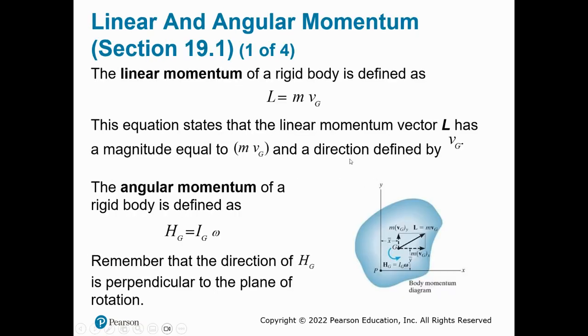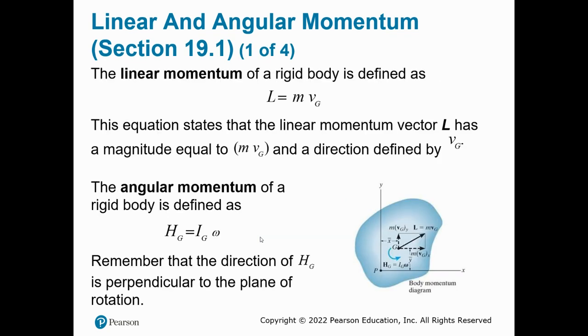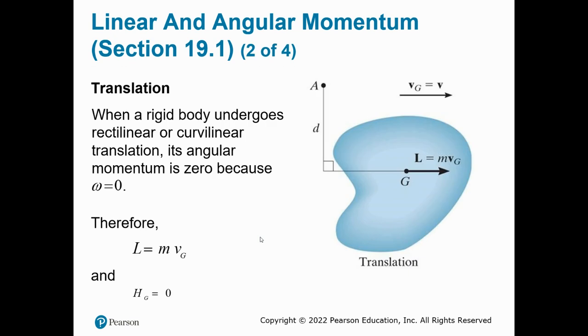Let's start with the basic concept. We learned it before. Linear momentum equals m times v, mass times velocity. Angular momentum, we use the letter H, that will be H_G equals I_G omega. And remember that the direction of H_G is perpendicular to the plane of rotation. In translational motion, if something is only translating, with no rotation at all, the angular momentum H will be zero. We only have linear momentum because I only have translational velocity. I have no omega if I'm not rotating.